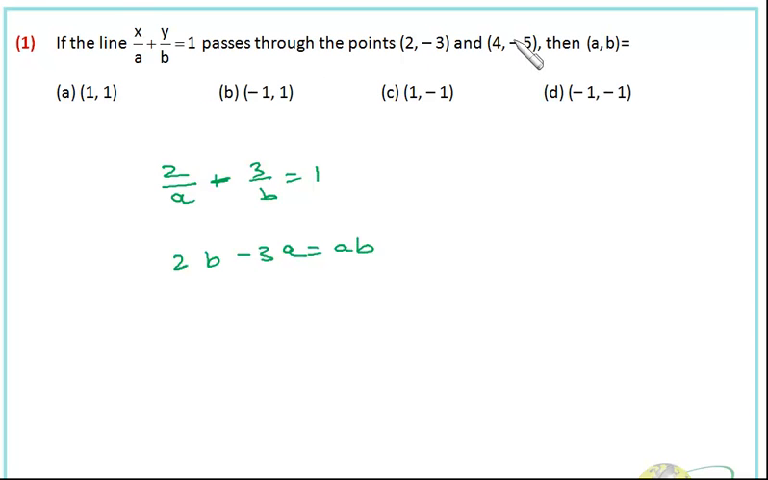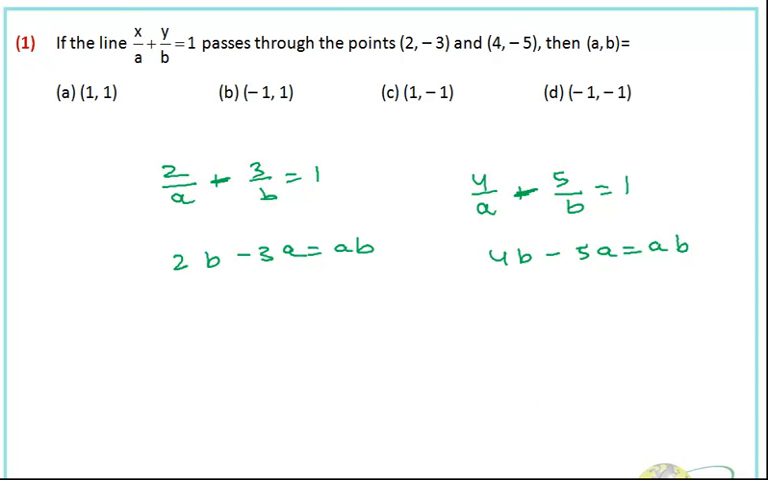Similarly, the line passes through point 4 and minus 5 also. So these points should also satisfy this. So 4 upon a plus minus 5 by b is equal to 1. So it is 4b minus 5a is equal to ab.